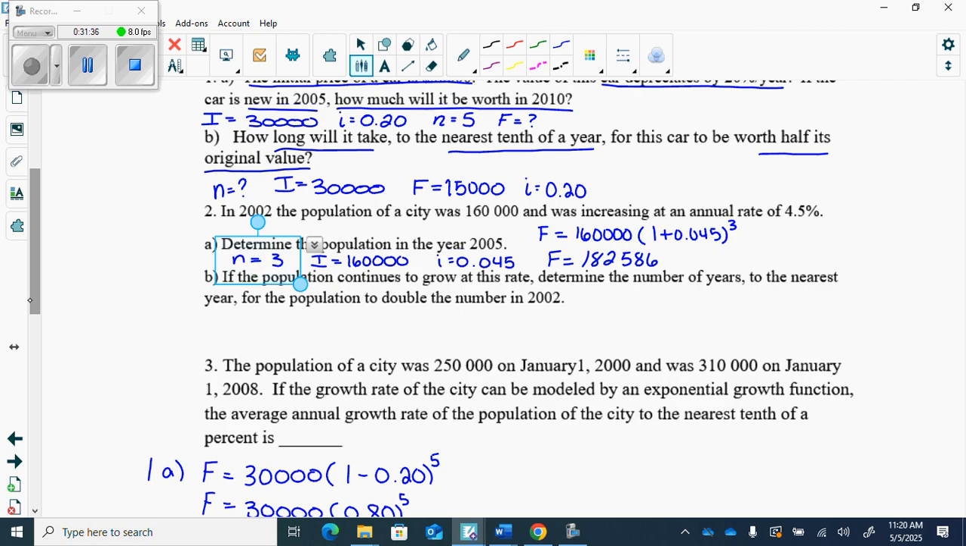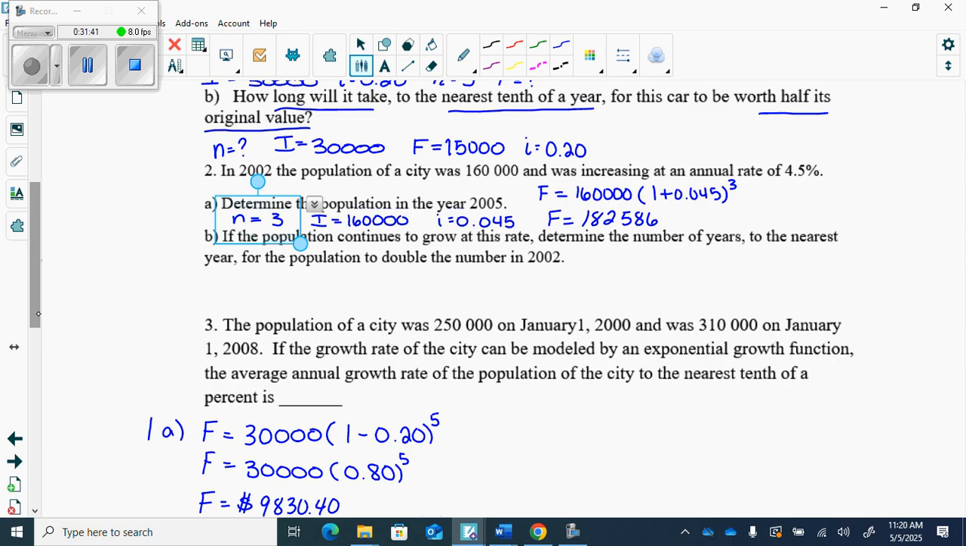Then, if the population continues to grow at this rate, determine the number of years to the nearest year for the population to double. So now we're going to have 320,000 equals 160,000, bracket 1.045 to the n. I don't know n, so I'm going to have to convert to a log after I divide my initial and final, because that's the very first step we always do. So I get 2 equals 1.045 to the n.